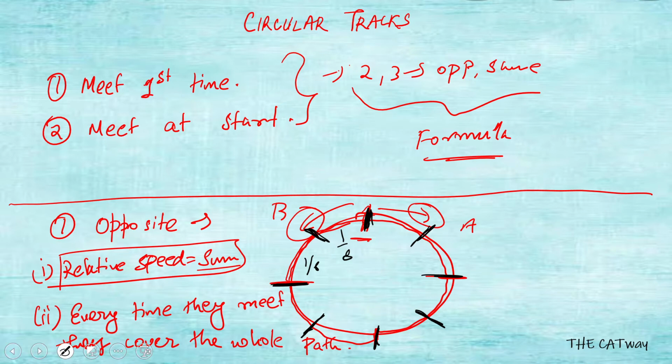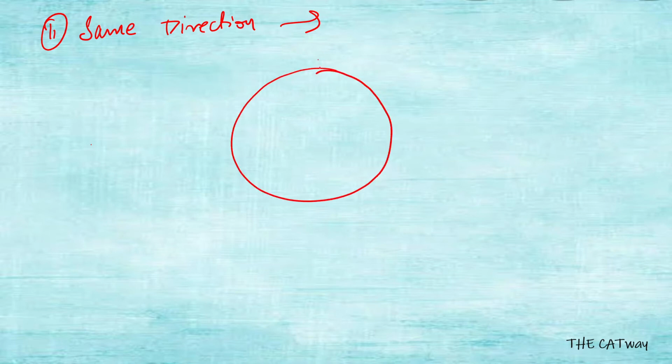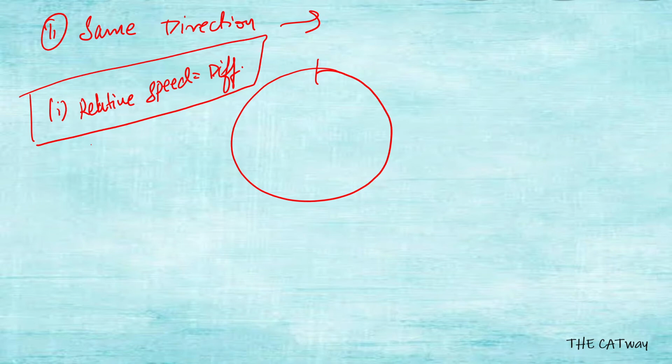Now let's move towards the case in which they are running in the same direction. In this case, what is going to happen? See, this is a circle which they have to complete. They start from here. Now the first thing is the relative speed. The relative speed is equal to the difference between their speeds. So the relative speed is going to be the difference between the speeds.